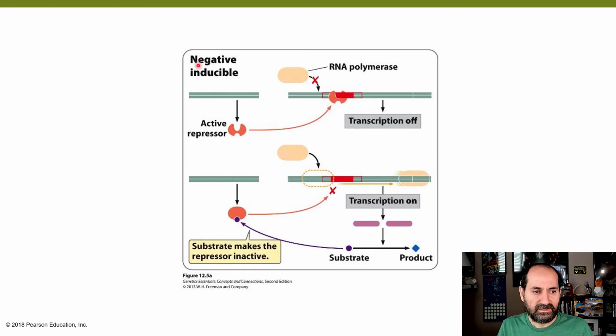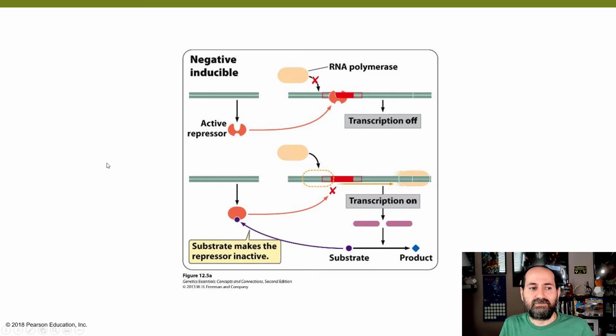Okay, so again, very straightforward. Negative inducible. Negative meaning a repressor is involved. Inducible meaning a molecule must be added to allow gene expression. So the only way to allow gene expression when there's a repressor involved is to inactivate the repressor. I hope that makes sense.